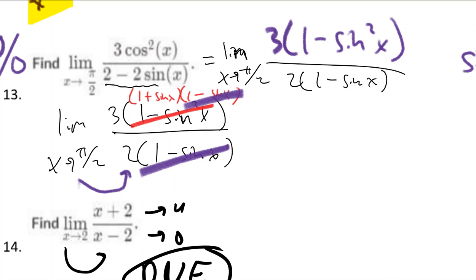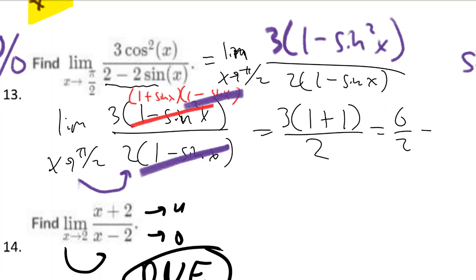Plug into what you have left over. The sine of pi over 2 is 1. There's nothing to plug it into in the top. And you end up with 6 over 2, which reduces to 3. All of that comes out to 3.